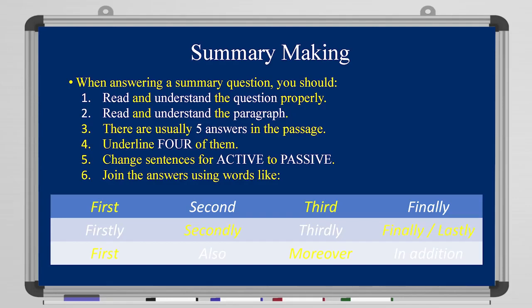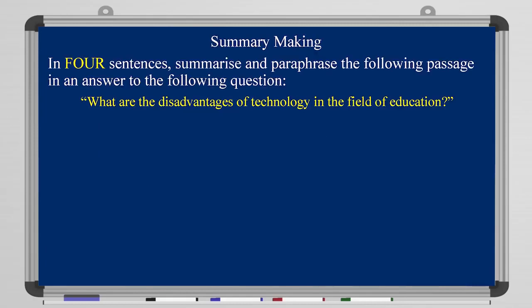Okay? Now let's look at the summary making. With the summary, I have a passage and I have a question. I want you to answer that question and summarize the passage at the same time in answer to the question, okay? You're going to find, usually, 5 answers. Choose 4, okay? Try to change the sentences a bit and connect them using first, second, third, and finally, okay? So let's look at the summary.